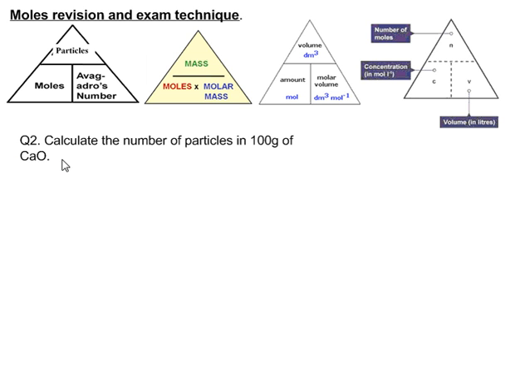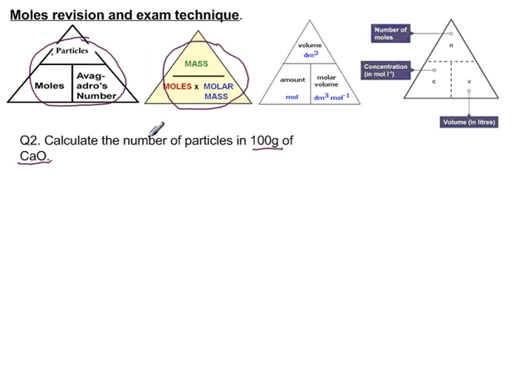Okay, this next question is asking for the number of particles in 100 grams of calcium oxide. So which equation do we use? Well, we need to work out the number of particles, so we will need to use at some stage this equation here, which we can use to work out the number of particles. Now, the only information we've got to use is the mass and a formula for calcium oxide. Now, from the formula, we can get the molar mass. So we have a mass in grams and a molar mass. So the other equation we can use is the mass equation.